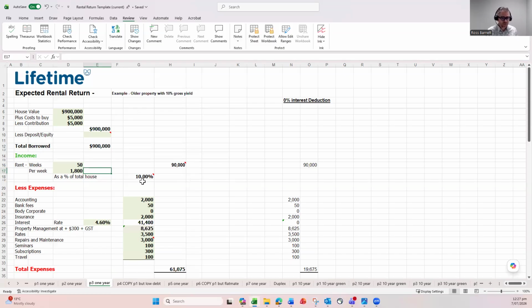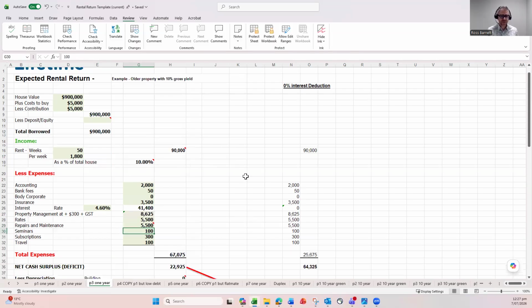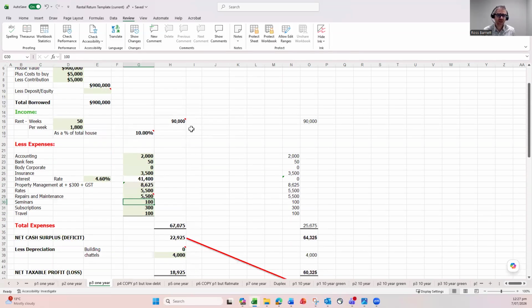So this is a made up example. I don't have an exact property for you, but generally you're going to have higher insurances. There's going to be multiple dwellings, maybe borrowing at 4.6% at 1 year at the moment. Property management, your rates, and your repairs are going to be higher because you've got multiple properties. So just to start off with some numbers, $90,000 of income, 67,000 of expenses. We're making 23,000.